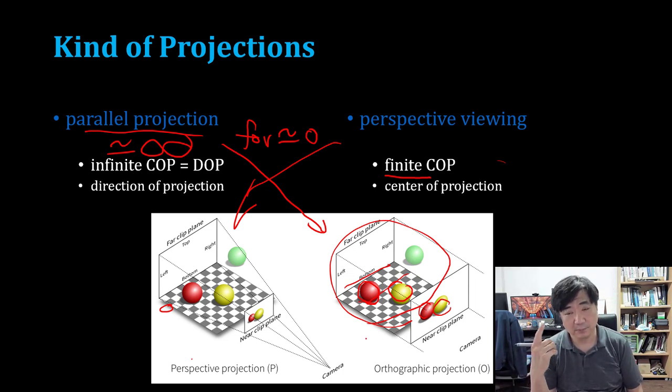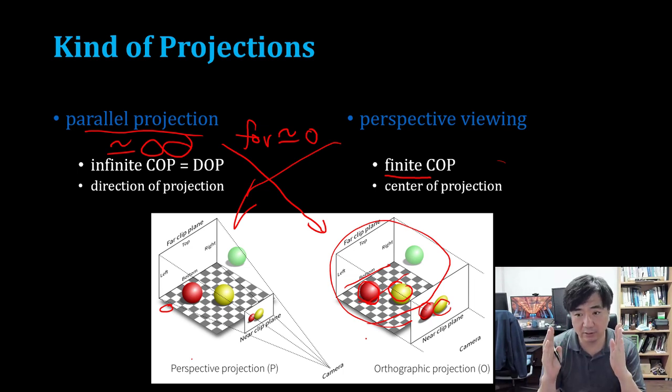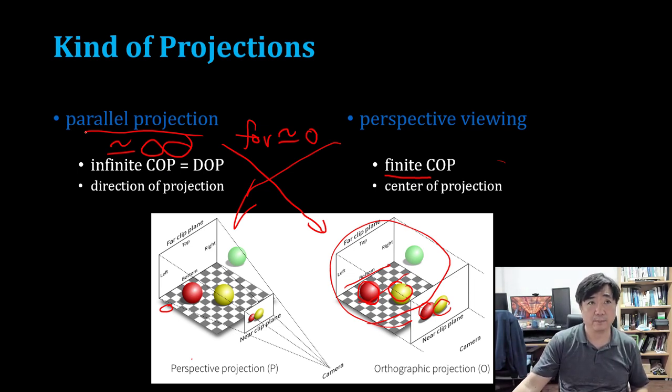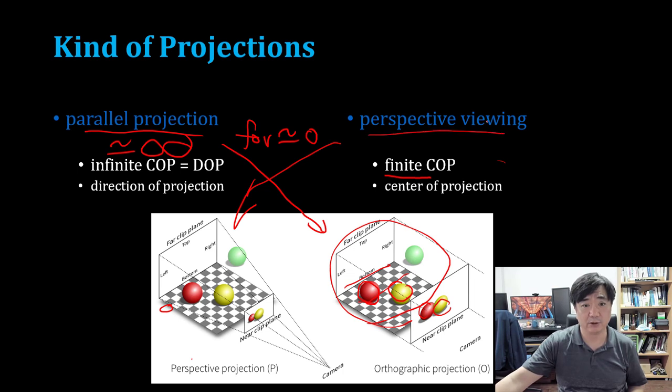Can you remember that? If parallelism is preserved after a transformation, we call it affine transformation. Sometimes we pronounce it as affine transformation. Affine transformation maintains the parallelism of parallel lines after transformation. Therefore, the parallel projection is an affine transformation. Okay? And perspective transformation is not an affine transformation. Sometimes we call it projective transformation, which is very confusing, so I would say perspective transformation and perspective viewing. Okay?